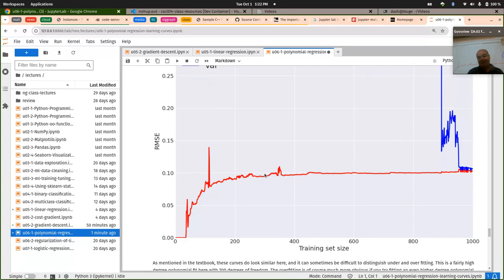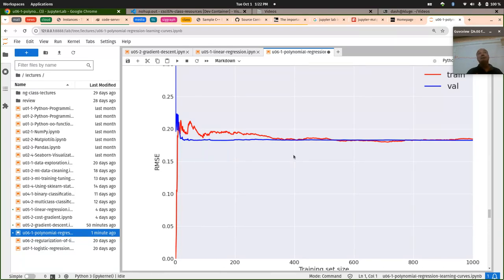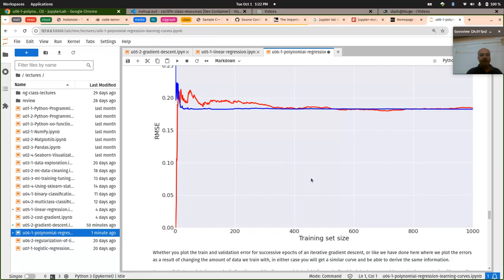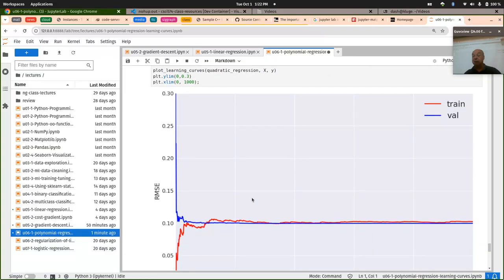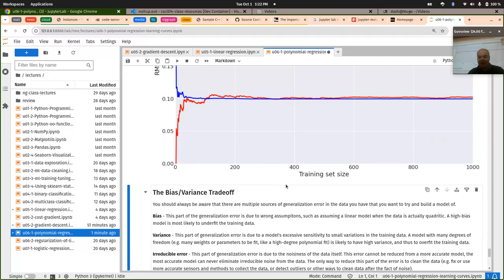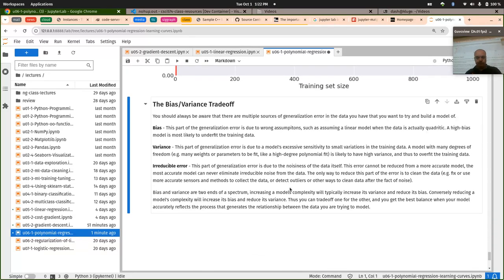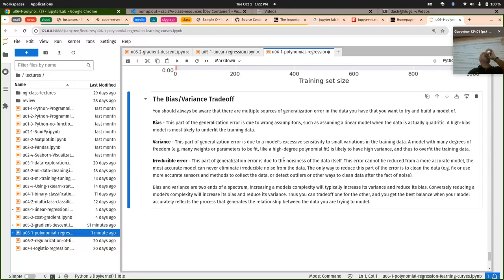Right. And again, it takes some familiarity with doing stuff like this. Is that a big difference or not? It is in this case. Going from 0.18, 0.19 down to 0.1 is going to give you much better performance, right? So a linear model is just never going to generalize as well as a degree 2, a quadratic model here.